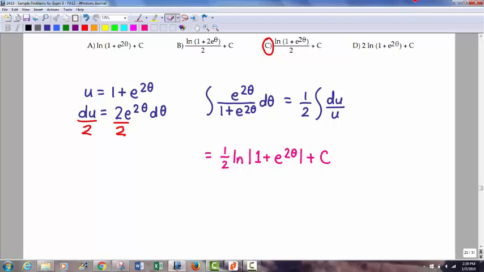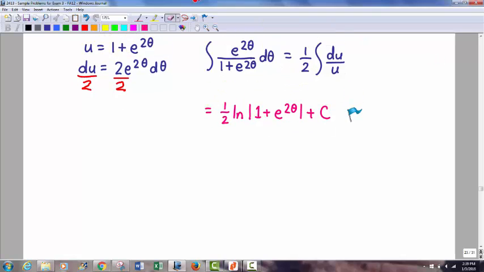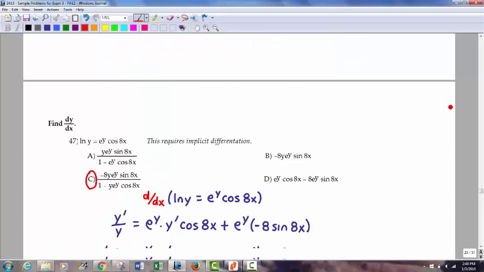So we end up with 1/2 natural log of the absolute value of 1 plus e to the 2 theta. And there it is, answer C, perfect. Okay, so there was a good example of the exponent not being u.